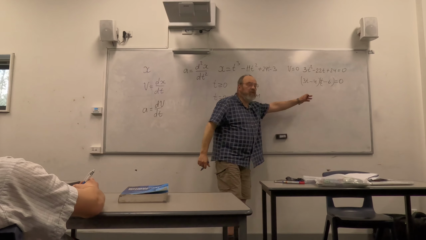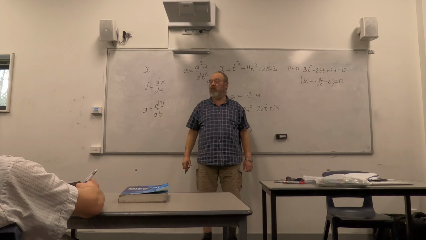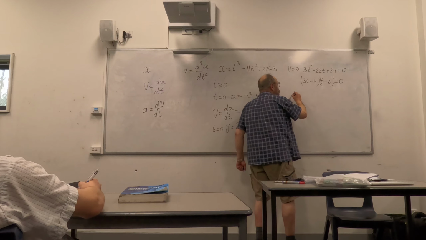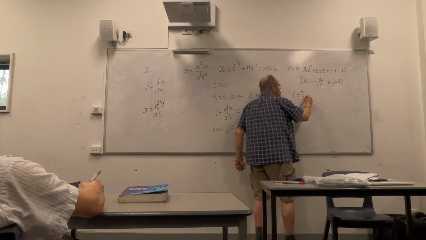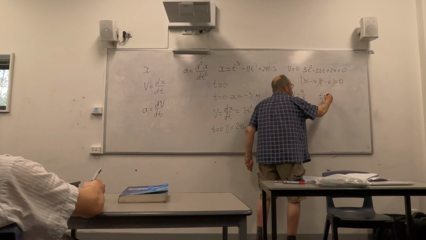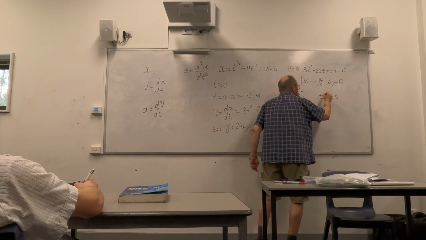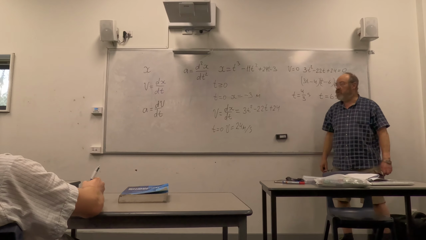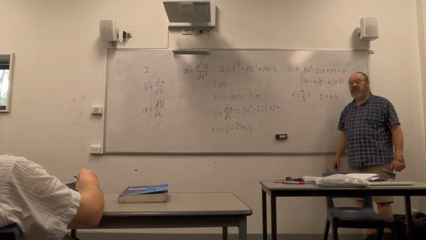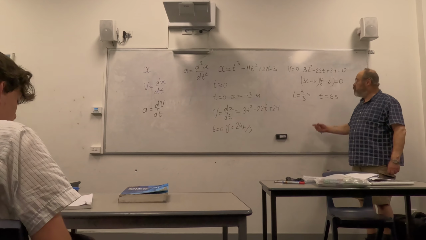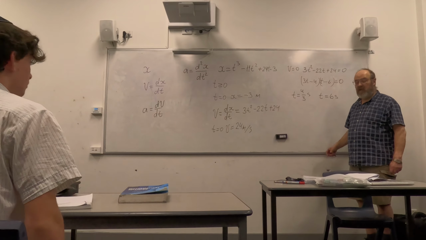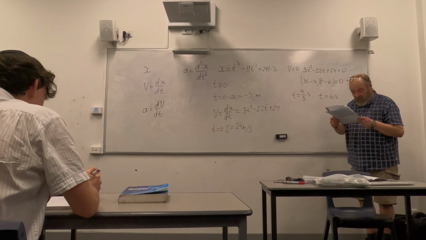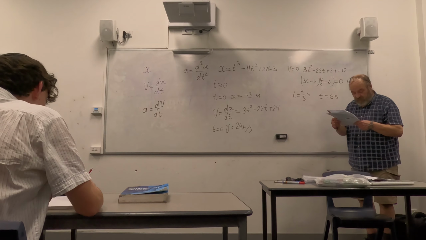So, what are the two times when velocity is 0? 4 over 3 and 6. t equals 4/3 seconds, or t equals 6 seconds. So when velocity equals 0, the particle will be stationary at two different times, at 4/3 seconds and at 6 seconds. That was the question, at what times it's stationary.